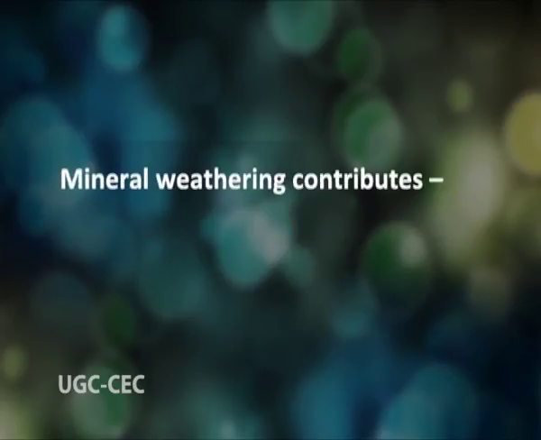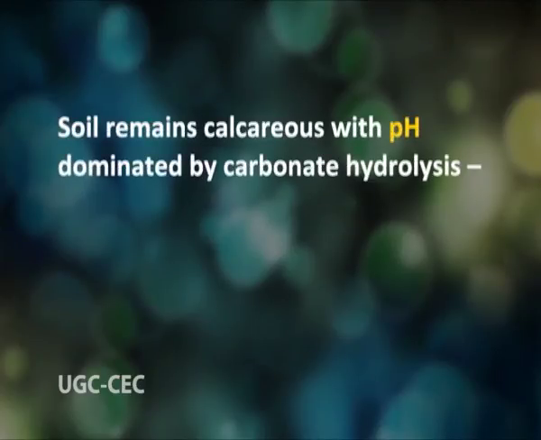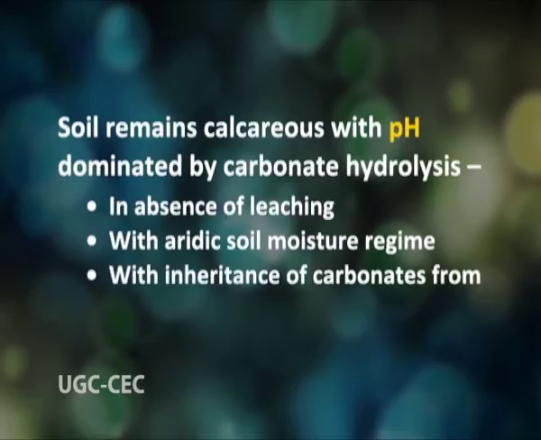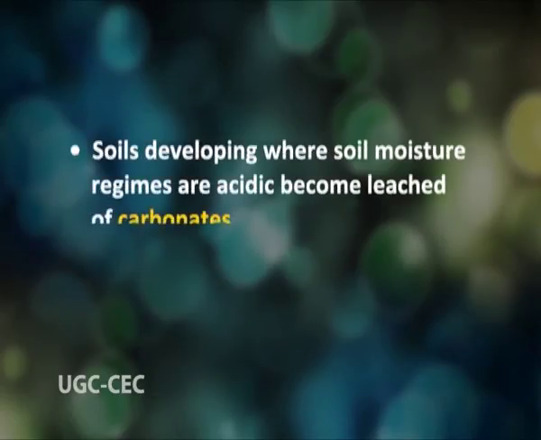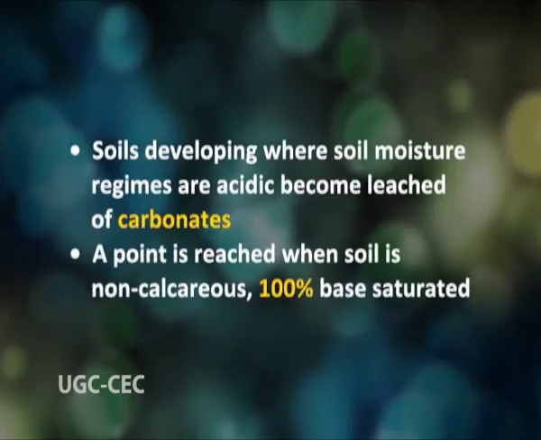Mineral weathering in soils may contribute bases that accumulate as carbonates for the maintenance of carbonate system. In the absence of leaching in soil with an acidic soil moisture regime and an inheritance of carbonates from the parent material, the soil may remain calcareous and have a pH dominated by carbonate hydrolysis. Soils developing where soil moisture regimes are acidic may become leached of carbonates. In time, a point may be reached when the soil is non-calcareous and is 100% base saturated.